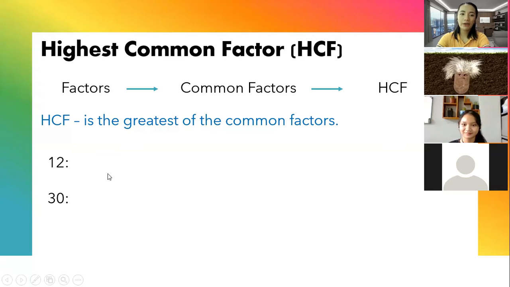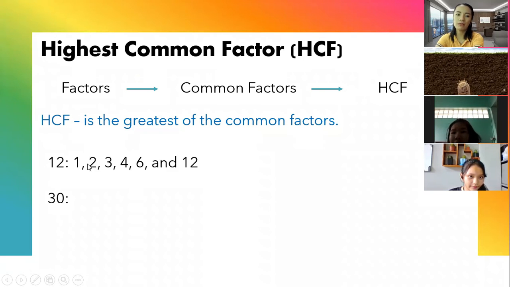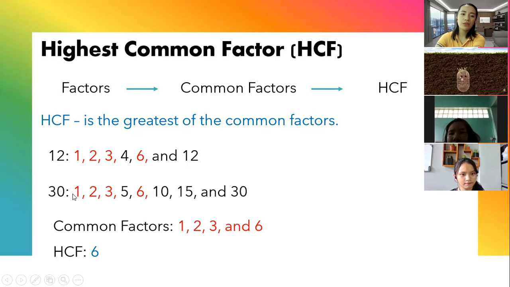Okay, next. For example, we have the numbers 12 and 30 here. Can you give me the factors of 12? We have 1. What else? 2. 3. 4. 6. And 12. Very good. So the factors of 12 are 1, 2, 3, 4, 6, and 12. Next, the factors of 30 are 1, 2, 3, 5, 6, 10, 15, and 30.